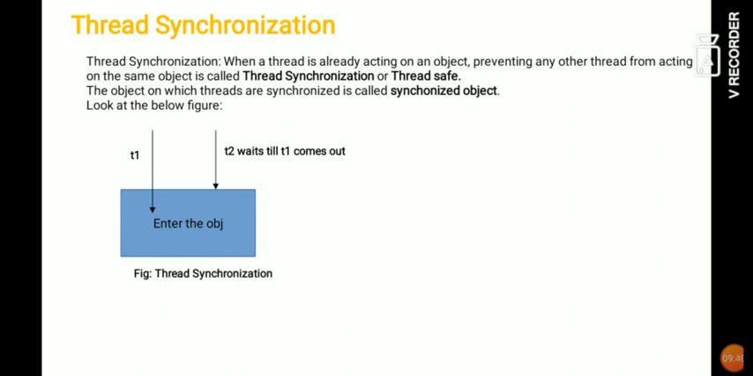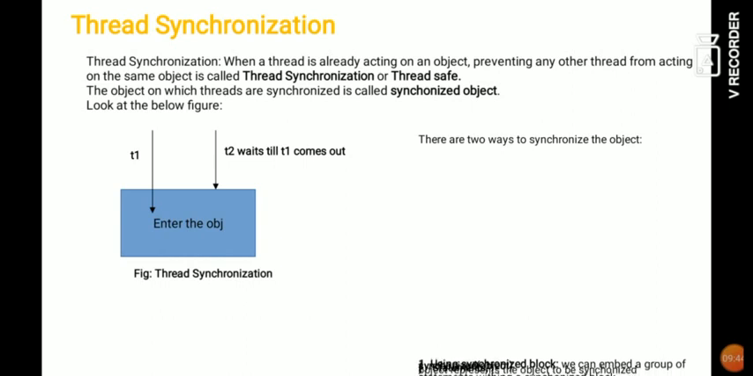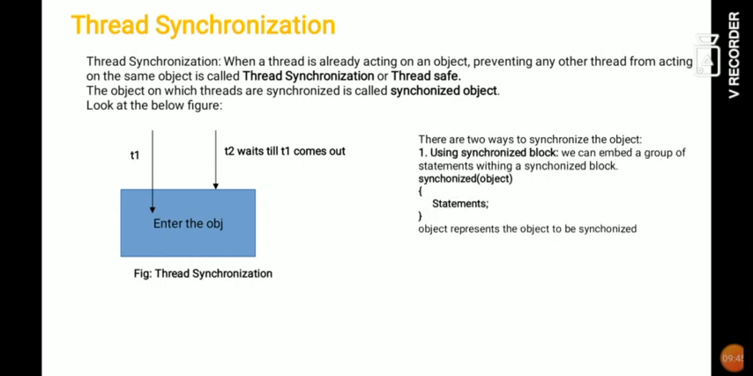And how can this thread synchronization be achieved? It can be achieved in two different ways. One is by using the synchronized block. We can write a separate block like synchronized, which accepts the object here. You can observe here, and you can write all your statements within the synchronized block. If you do, only one thread can enter into this synchronized block at a time. So at a particular time, not more than one thread can act simultaneously on these statements.